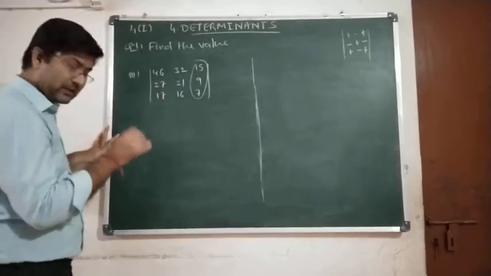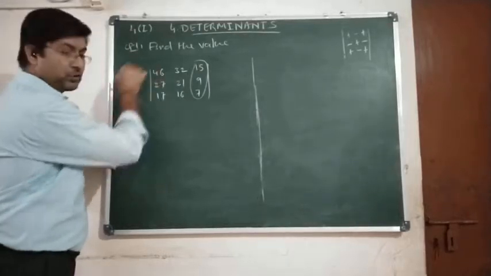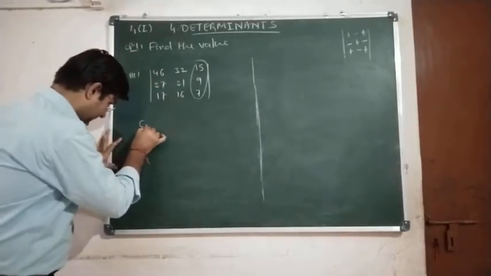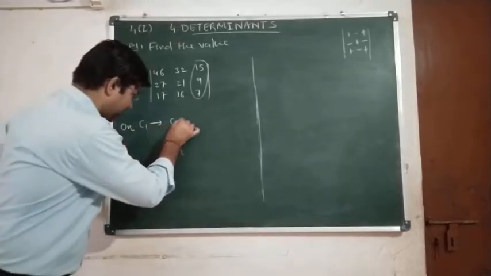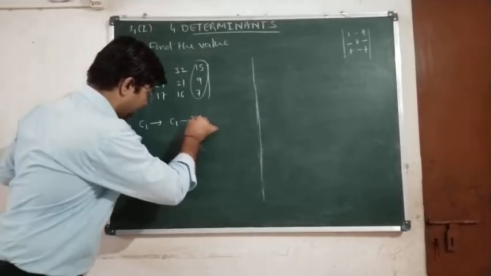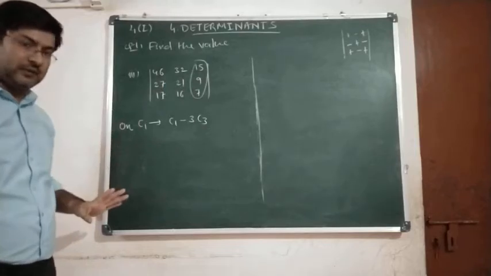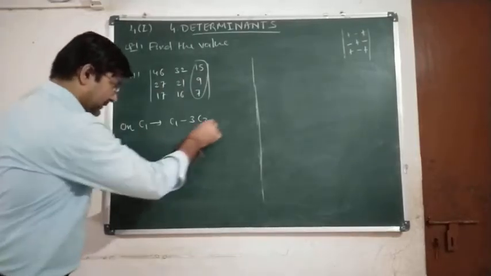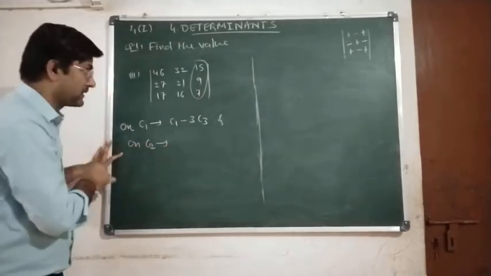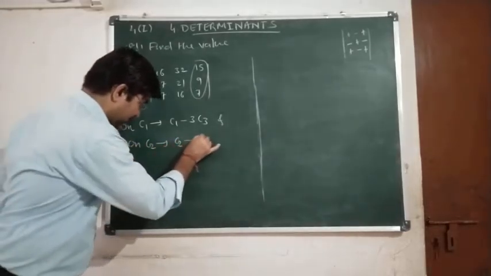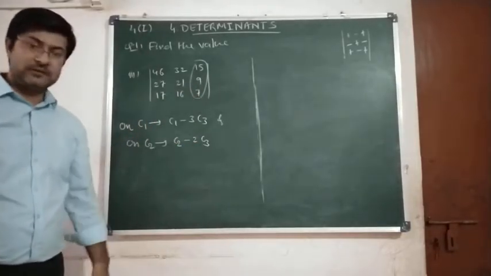Clear? So how do we express this operation? Since the operation is carried out on the first column, I write it on C1. What is the operation? C1 minus 3 into C3. So the third column will be multiplied by 3 and subtracted from C1. Two operations will be taken together. On C2 also we will carry out one operation. What is that? C2 minus 2 into C3. So we will multiply the third column by 2 and subtract from the second column.